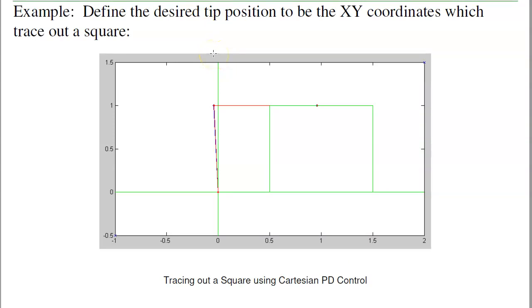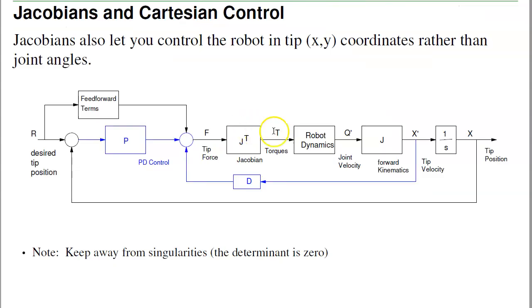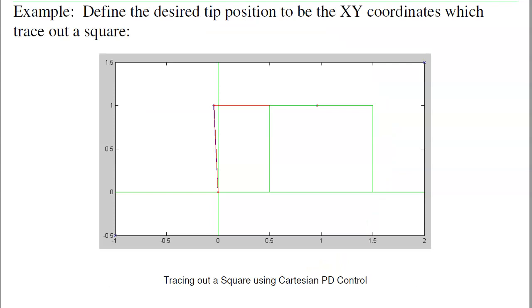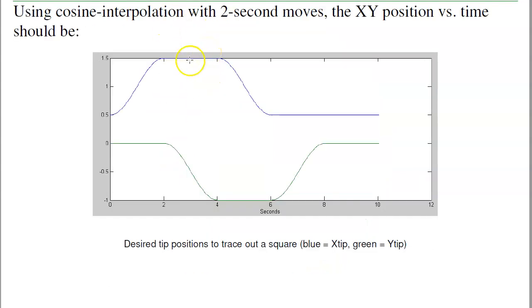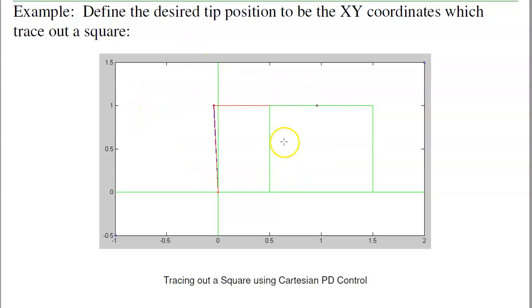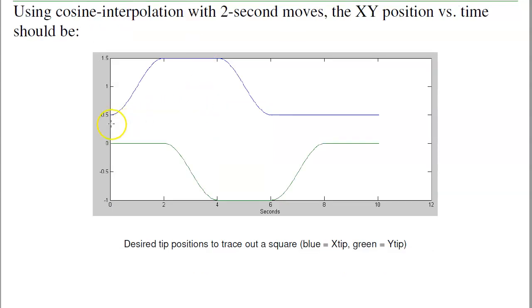So, with the Jacobian, I can now implement Cartesian control. That's basically this. I want to specify the path I want to follow. It's going to be a square in Cartesian coordinates. I'll then control the tip position, meaning through the Jacobian the torques, to force the tip to follow. The first step is to define the tip position versus time. You're going to use cosine interpolation. So this is x and y coordinate.